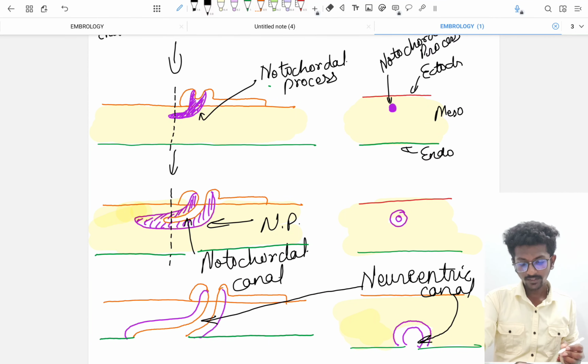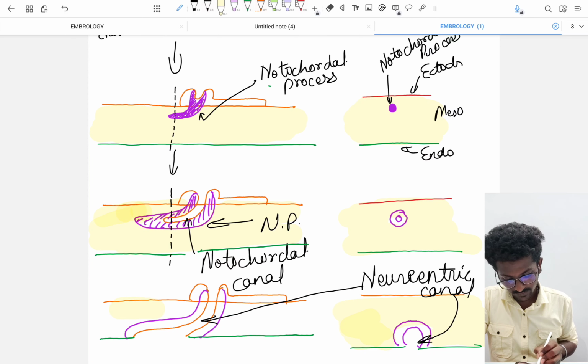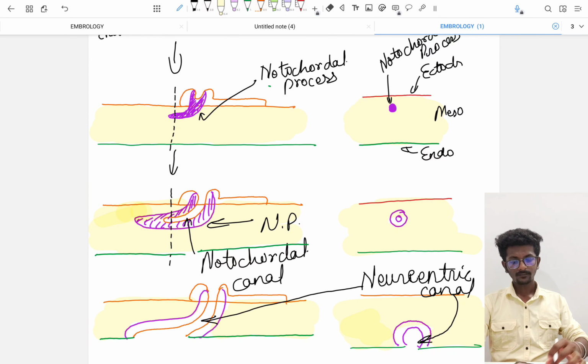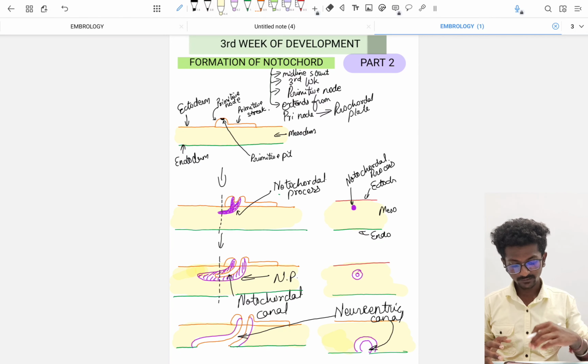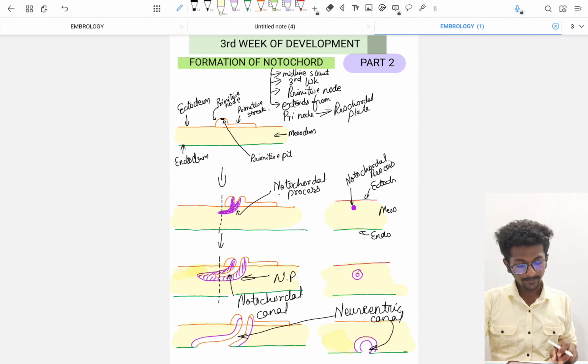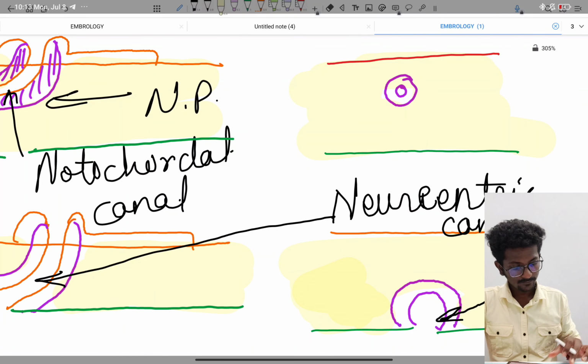Okay, and here you have this intraembryonic mesoderm. I hope this is very clear to you guys. So now let's move even more forward. Now what happens in the next step?